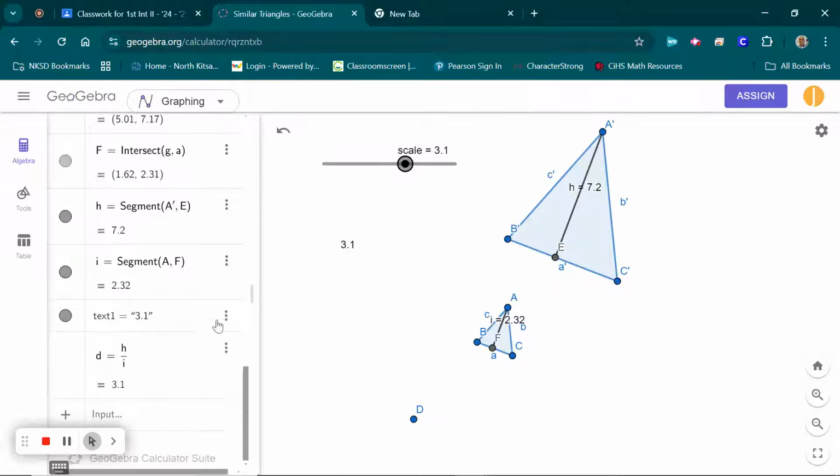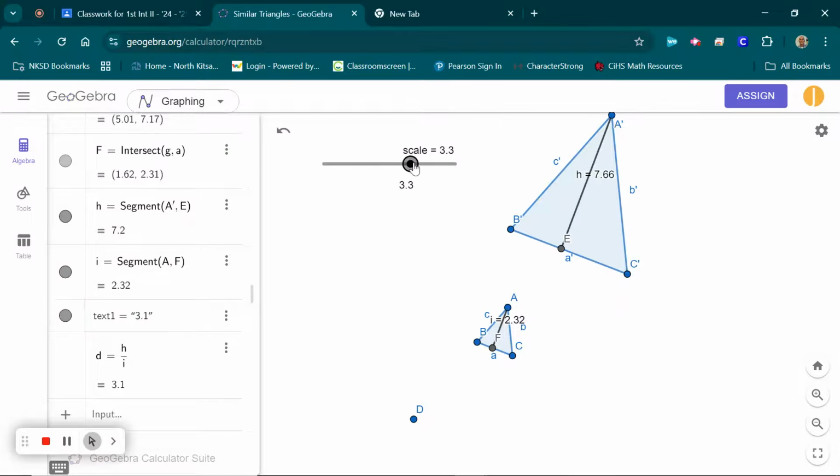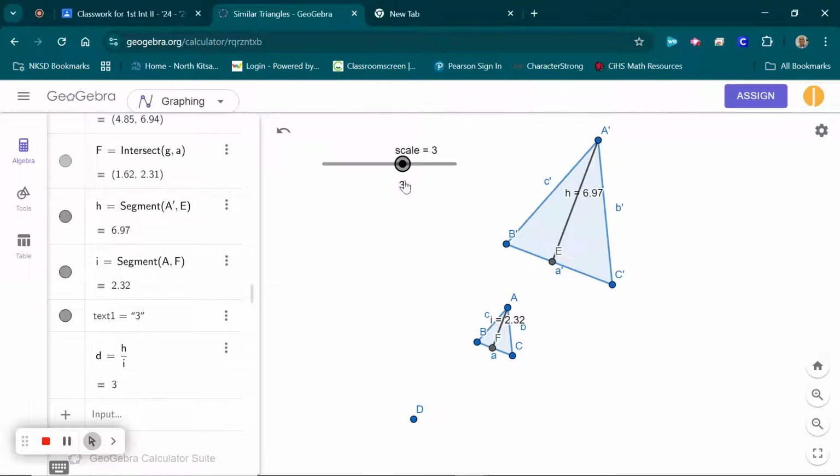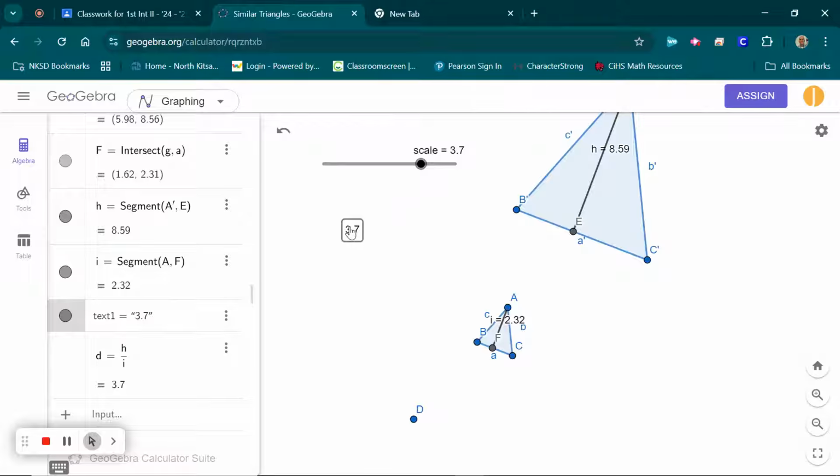I know there's a way to get text in front of that 3.1 number. It's like magically just appearing here. But I couldn't figure it out. Maybe somebody can figure it out for me and tell me how do I get h divided by I right in front of this so people know what's going on here. This number is the altitude here divided by that altitude. You can see that it's the same as the scale factor, right?